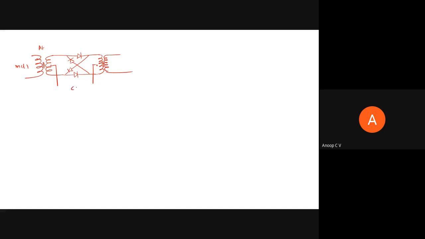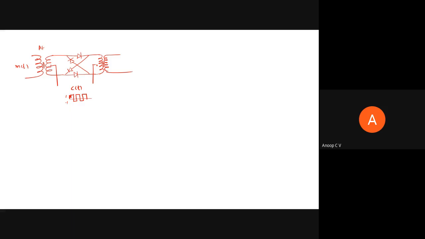We'll be feeding c(t), which is a square wave here. It need not be a square wave, it can be any wave, provided these two transformers are perfectly balanced and all four diodes are identical. But for our convenience, we can consider it as a square wave with amplitude 1, so it will swing between +1 and -1.